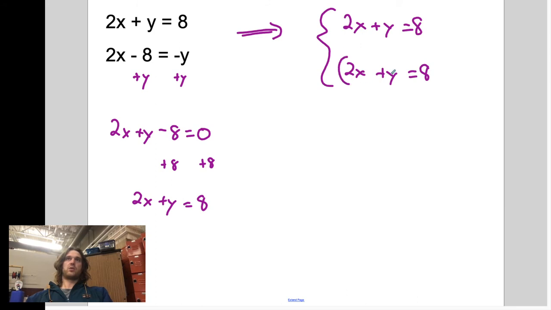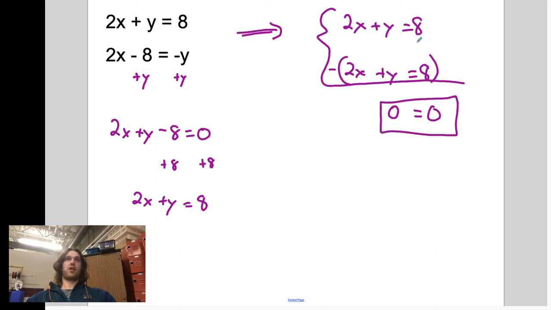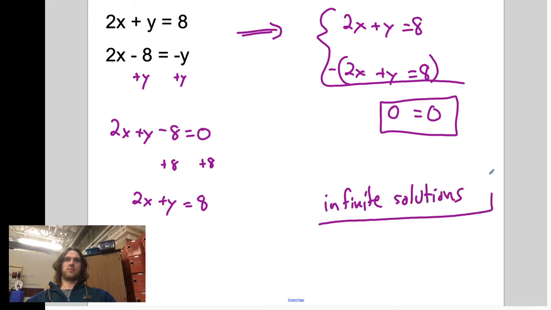So when we go to subtract to eliminate a variable, we end up eliminating both variables, and you'll get 0 equals 0. 2 minus 2 is 0, y minus y is 0, 8 minus 8 is 0. Since this is a true statement, and since our lines are the same, that means there are infinite solutions. They are the same line. Cool.